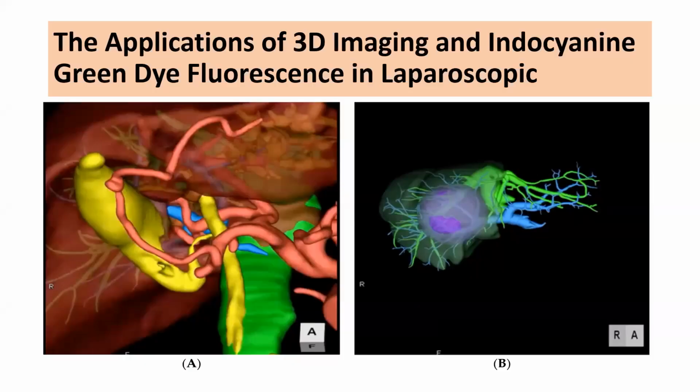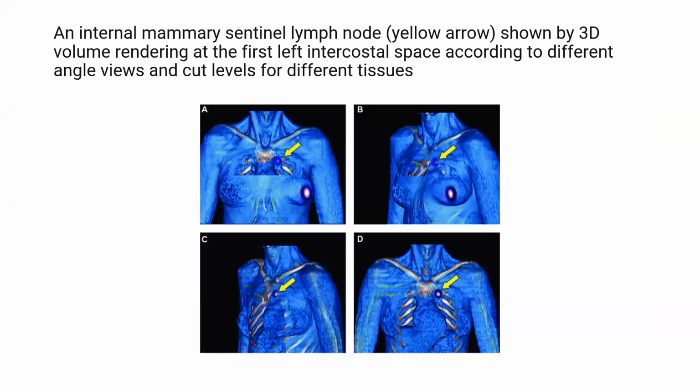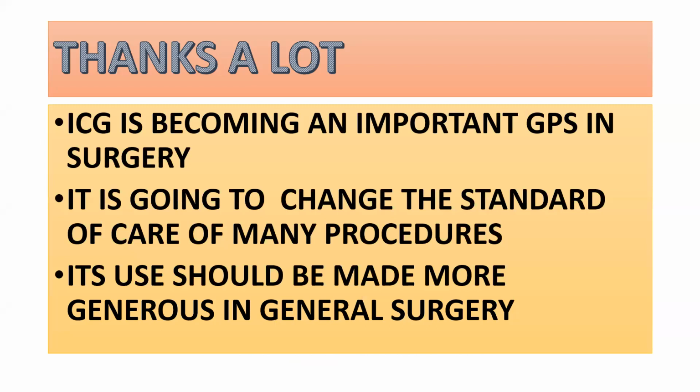This ICG technology is going into 3D technology also, combined with that, and the depth of detection of the tissues. In this particular case, CA breast with internal mammary lymph node can be visualized very well. So thanks a lot about that. ICG is becoming an important GPS in surgery, and it is going to change the standard of care of many procedures. Its use should be made more generous in surgery.